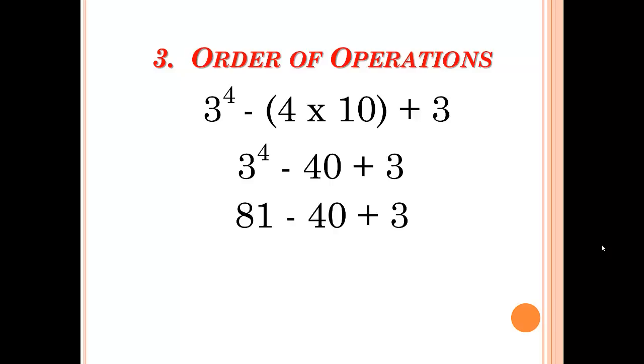Now we have addition and subtraction left. We do our addition and subtraction from left to right. In this problem, our subtraction is first, so we need to do our subtraction problem first. So we have 81 minus 40, which is going to be 41. So we have 41 plus 3, and 41 plus 3 equals 44.